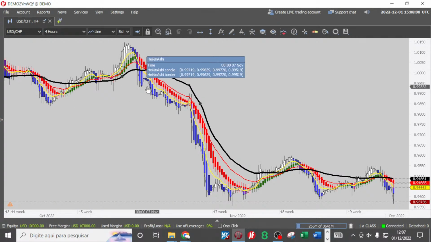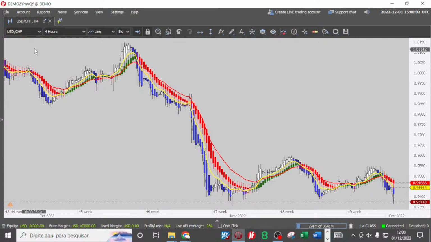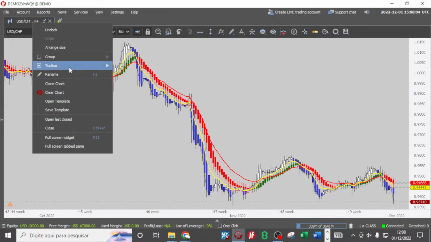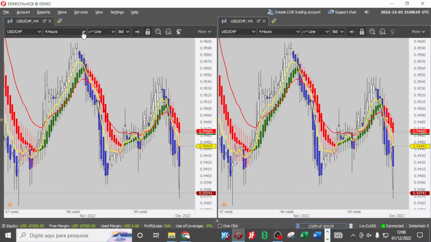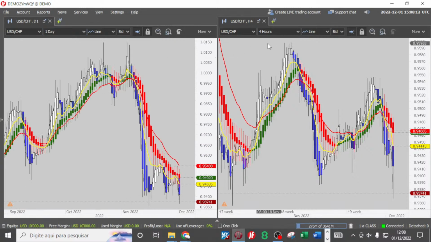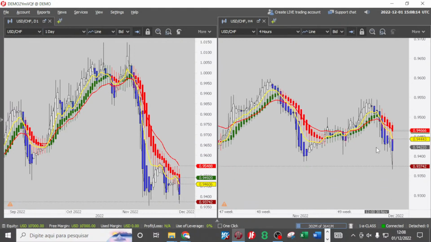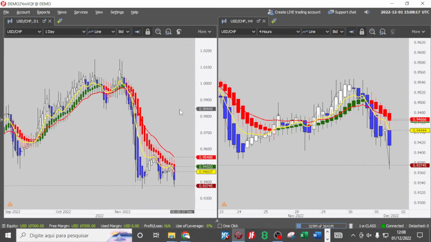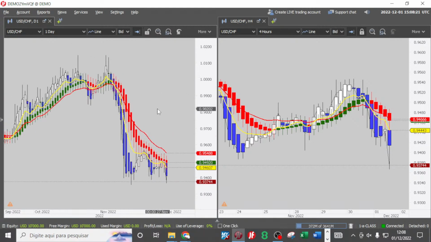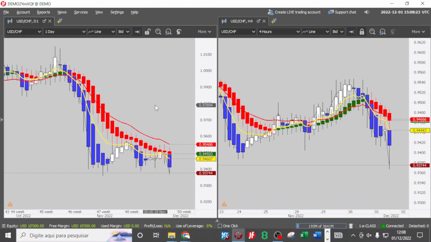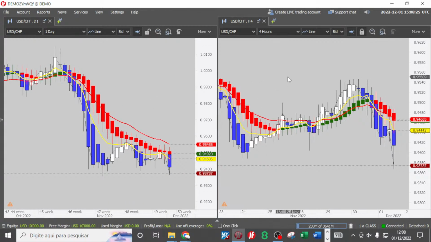Okay, so this is out. We don't need this one. And clone chart. There you go. Okay, so it's USD CHF daily chart on the left and USD CHF 4-hour chart. Everybody type in the chat, what is your strategy telling you to do with USD CHF, maybe today, maybe in the next week?